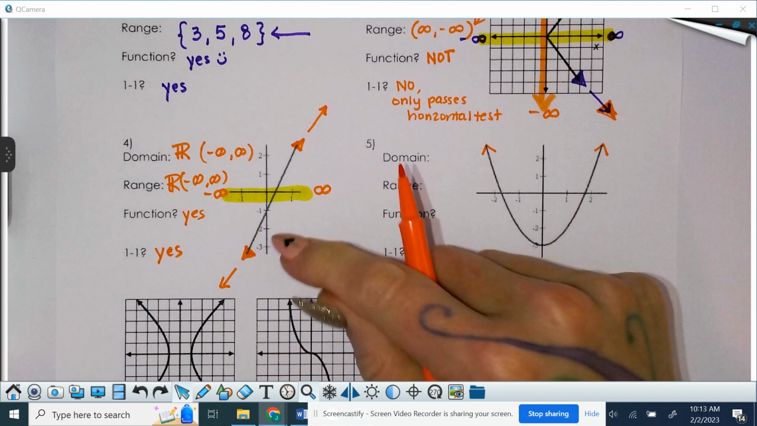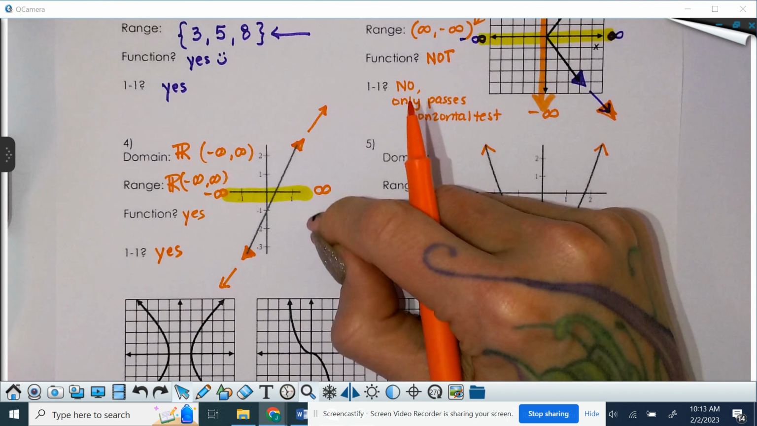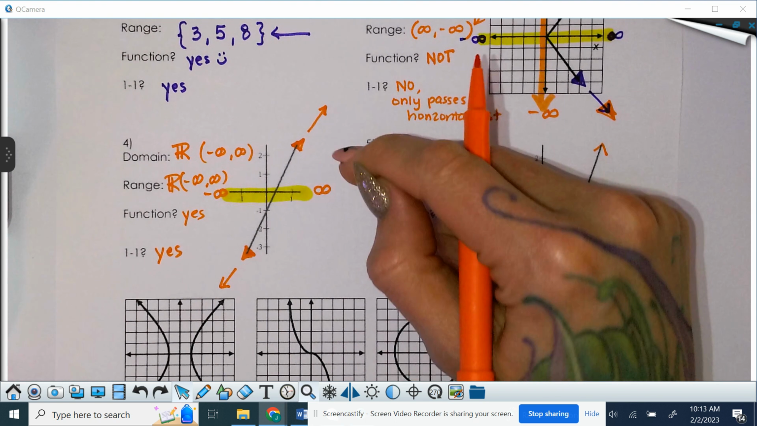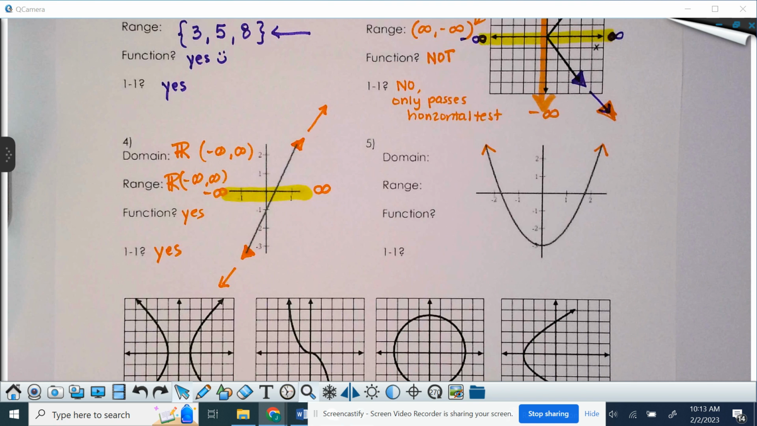So none of the y values, there's no turn back, or there's no turn down, or swivel up or swivel back. So the x values do not repeat and the y values do not repeat. So it is a one-to-one function.